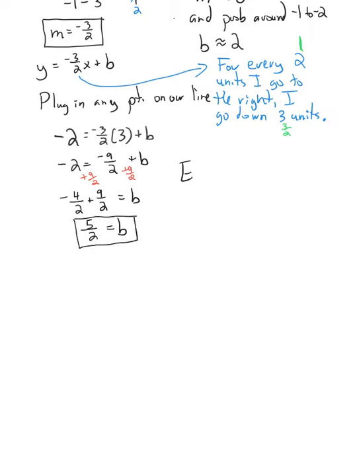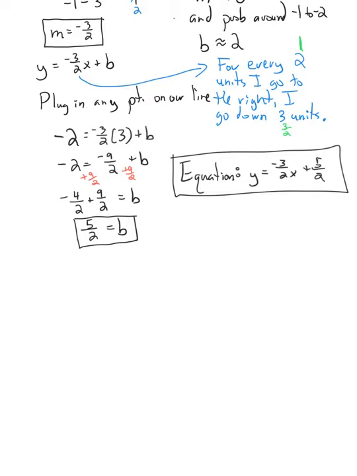So our final equation, let me actually put a box around that because that's the other important bit. So our equation is as follows. It is y equals negative 3/2 x plus 5/2.